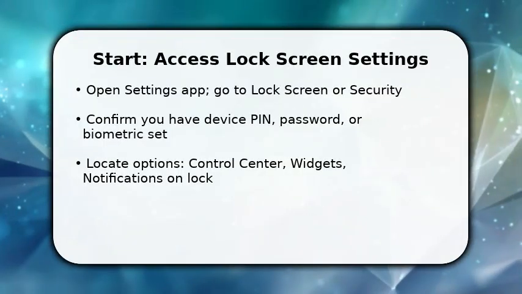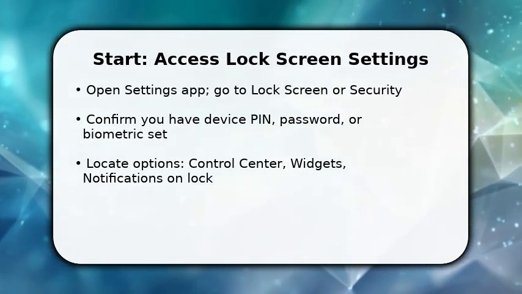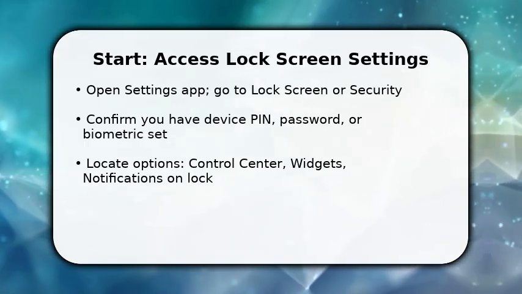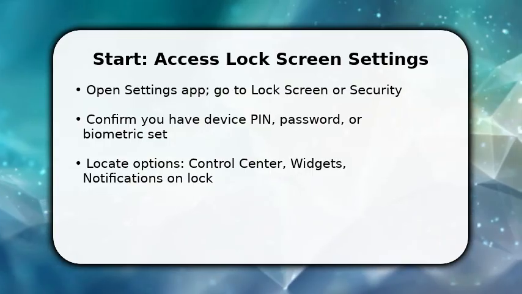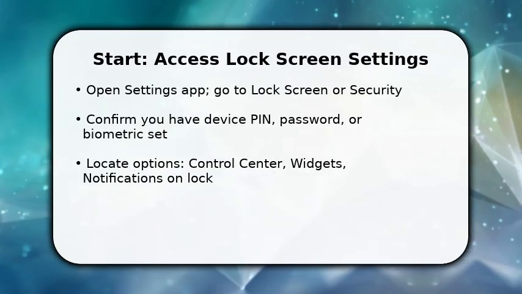You start by opening Settings and heading straight to Lock Screen or Security. Make sure you already have a PIN, password, or biometric active. This prevents accidental changes. Once there, look for toggles that allow Control Center, widgets, or notifications on the lock screen.